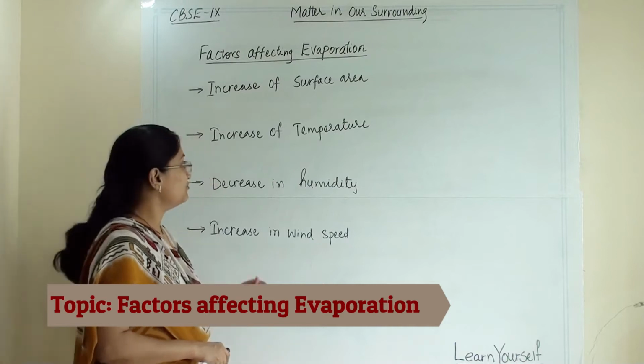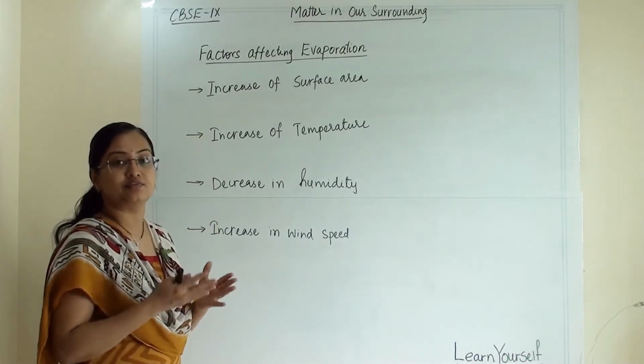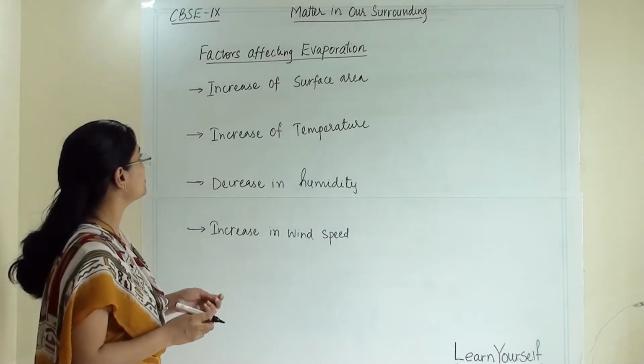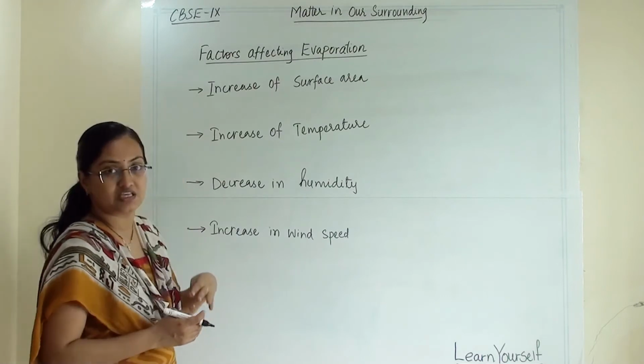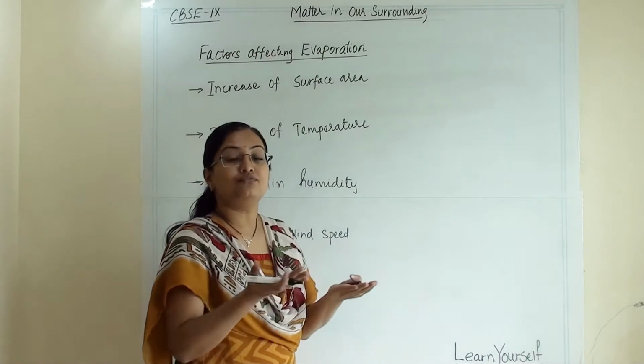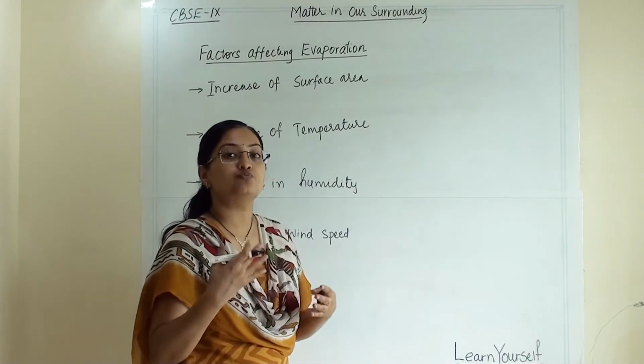So there are some of the factors. If those factors vary, it will affect evaporation. So we will learn it one by one. The first one is increase of surface area. That means if the surface area of a liquid increases, then the evaporation will become much faster.